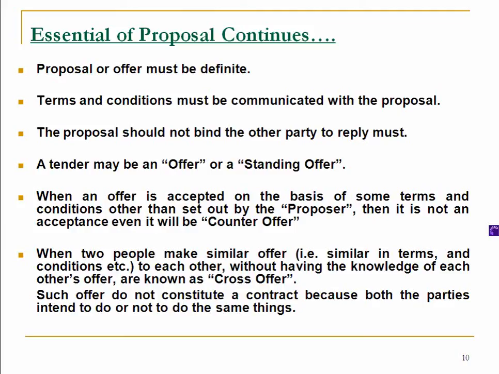When two people make a similar offer to each other without having the knowledge that they are also getting the same, then it will be a cross offer. So a counter offer was different, where a proposal was accepted on different conditions. But in case of a cross offer, both the parties are giving the same kind of offer on the same conditions to each other because they didn't know that they are getting the same from each party. So this is known as a cross offer. Such offers do not make a legal relationship because the parties do not have the intention to create one.